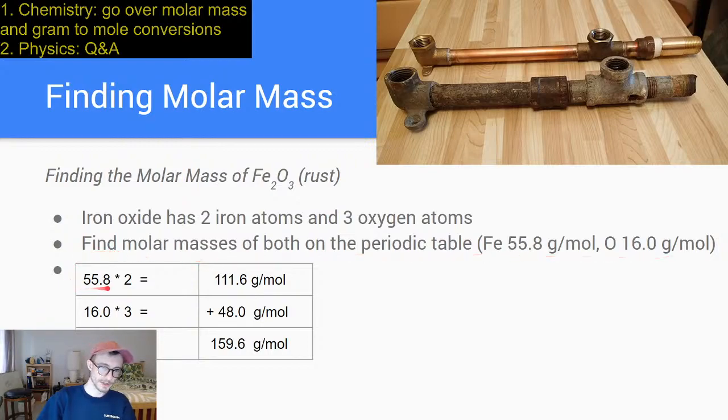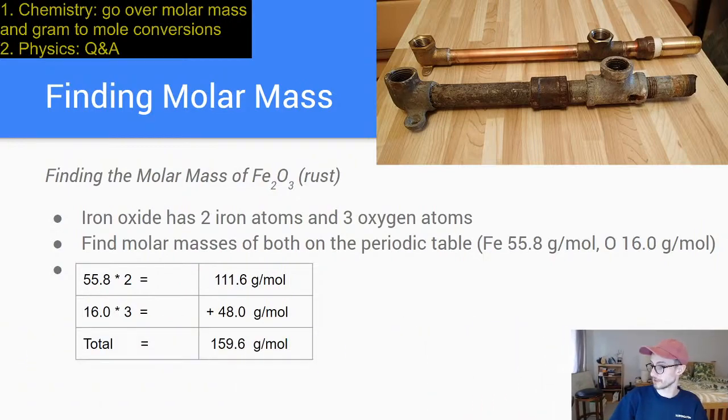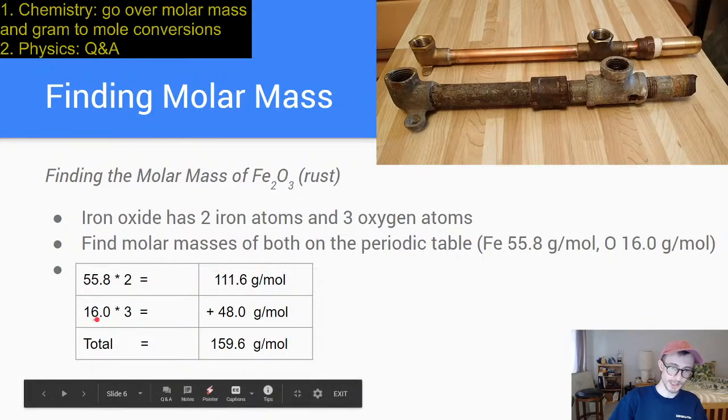So what I'm going to do is take 55.8 and multiply by 2. And the reason I multiply by 2 is because there's 2 iron atoms in rust. I'm going to need to move my picture again. And then for oxygen, I'm going to do the same thing. So 1 oxygen weighs 16, but I don't have just 1 oxygen atom. I have 3 of them. And so because I have 3 of them, I'm going to multiply this by 3.